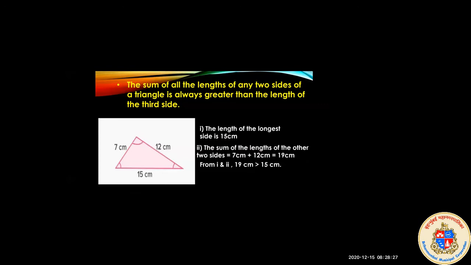So from steps 1 and 2 we come to know that 19 centimeter is greater than 15 centimeter. Therefore the sum of the lengths of any two sides of a triangle is always greater than the length of the third side. See, we proved it. What we have to do is add the two sides and compare the sum with the third side.